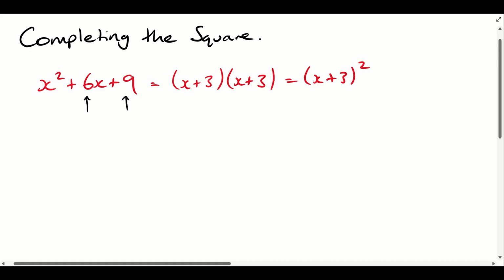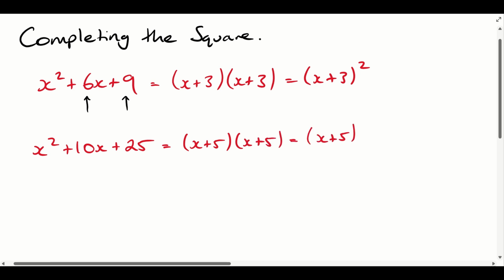Let's have a look at another one. For example, x squared plus 10x plus 25. Well, two numbers that multiply to 25 and add to 10, that's going to be 5 and 5. So x plus 5, x plus 5. So I could write that as x plus 5 squared.